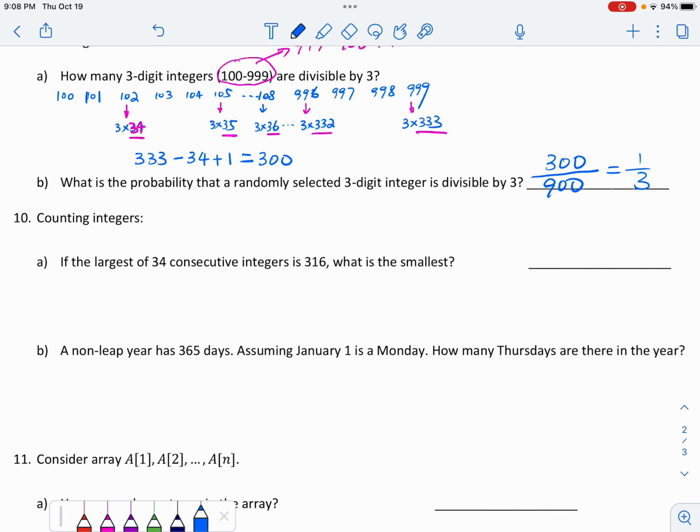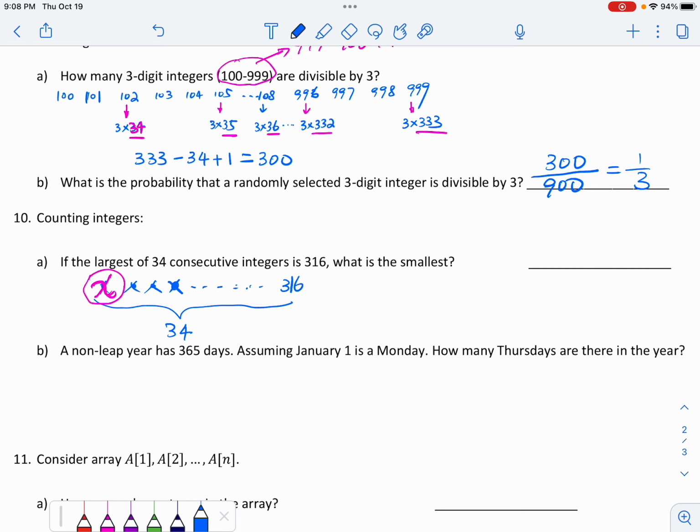So now suppose you have a whole bunch of integers, so each dot represents an integer, and each cross represents an integer, okay? And now the very last one is 316, and there are 34 of those integers here. The very last one is 316. And what is the smallest? The smallest is the first one. Let's call it x, okay?